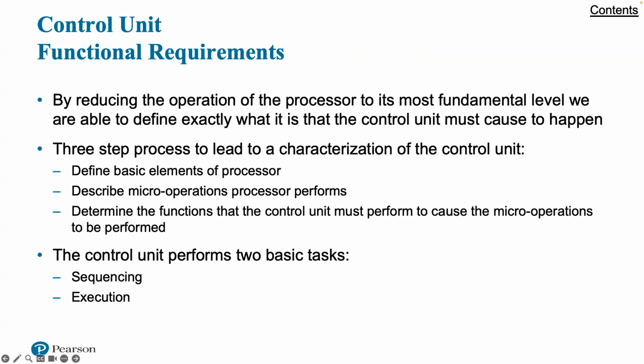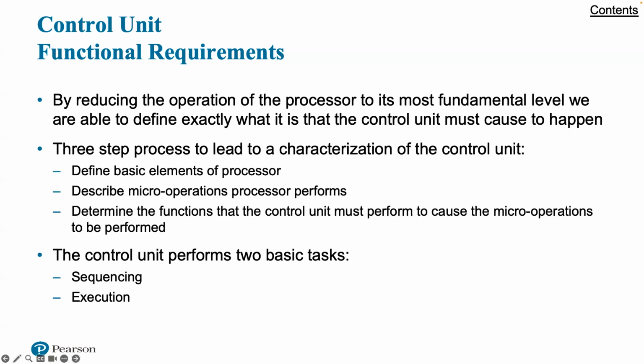The following three-step process leads to a characterization of the control unit. 1, define the basic elements of the processor. 2, describe the micro operations that the processor performs. And 3, determine the functions that the control unit must perform to cause the micro operations to be performed. We have already performed steps 1 and 2, so let us summarize the result.